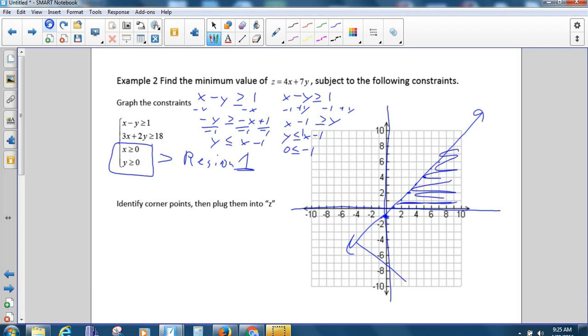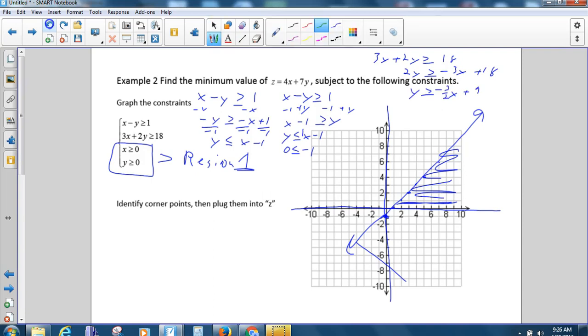There's region 1. Now I'm going to do my other one, 3x plus 2y greater than or equal to 18. Move that up here. First off, I need to move the 3x over, so that gives me 2y is greater than or equal to negative 3x plus 18. Divide everything by 2. Y is greater than or equal to negative 3 halves x plus 9.